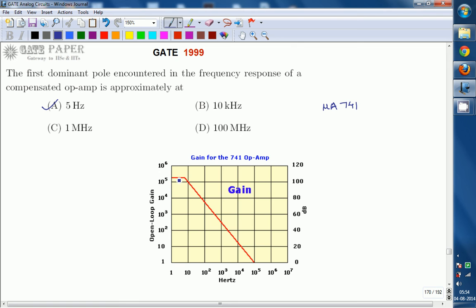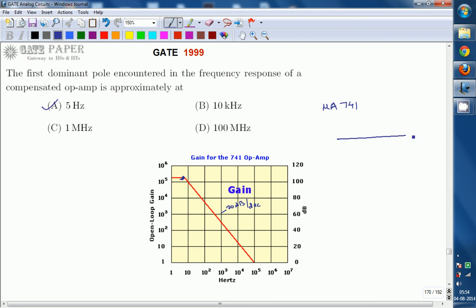If you observe this, this is the first pole, because whenever a pole is encountered, at that time gain reduces at a rate of 20 decibels per decade, which we represent as minus 20 decibels per decade. So this is the first pole. The first pole which is very near to the origin is called the dominant pole. If you have more poles, whichever is nearest to the origin in the left half of the S-plane is called the dominant pole.